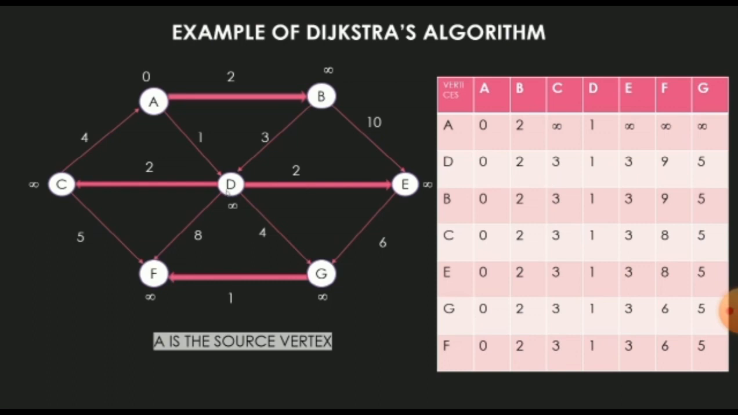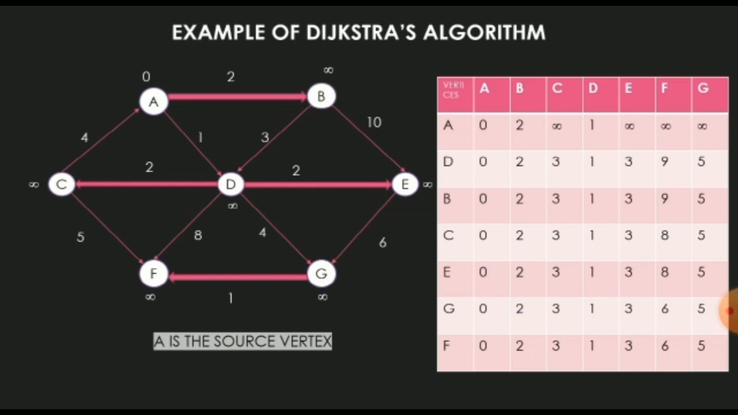Same as for E. As the edge weight of DE is 2 and the weight of D is 1, it becomes 1 plus 2, 3. E also has the same weight as C. For F, the edge weight of DF plus the weight of D, therefore 1 plus 8 becomes 9 and the weight of F becomes 9. From D to G, the edge weight is 4 and we already know that D's weight is 1. When we sum it, 1 plus 4 becomes 5 and the weight of G becomes 5.